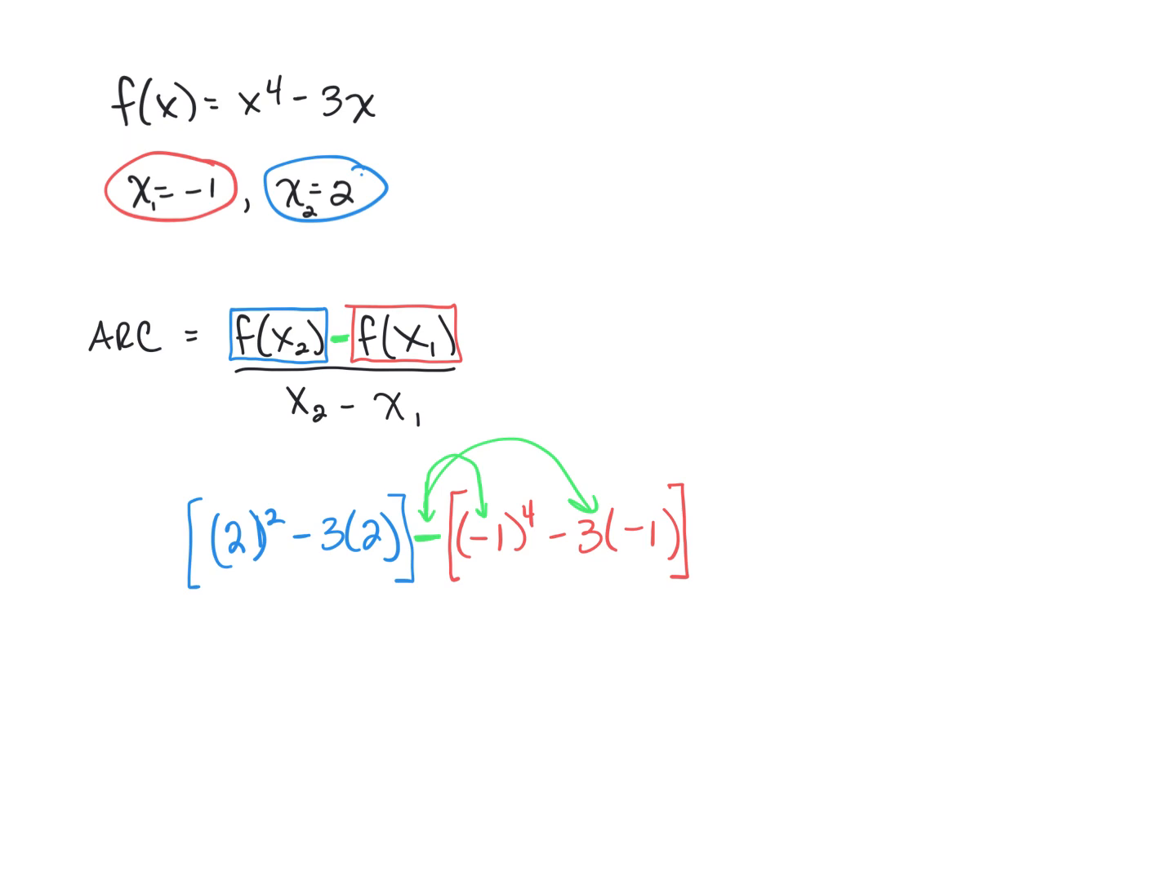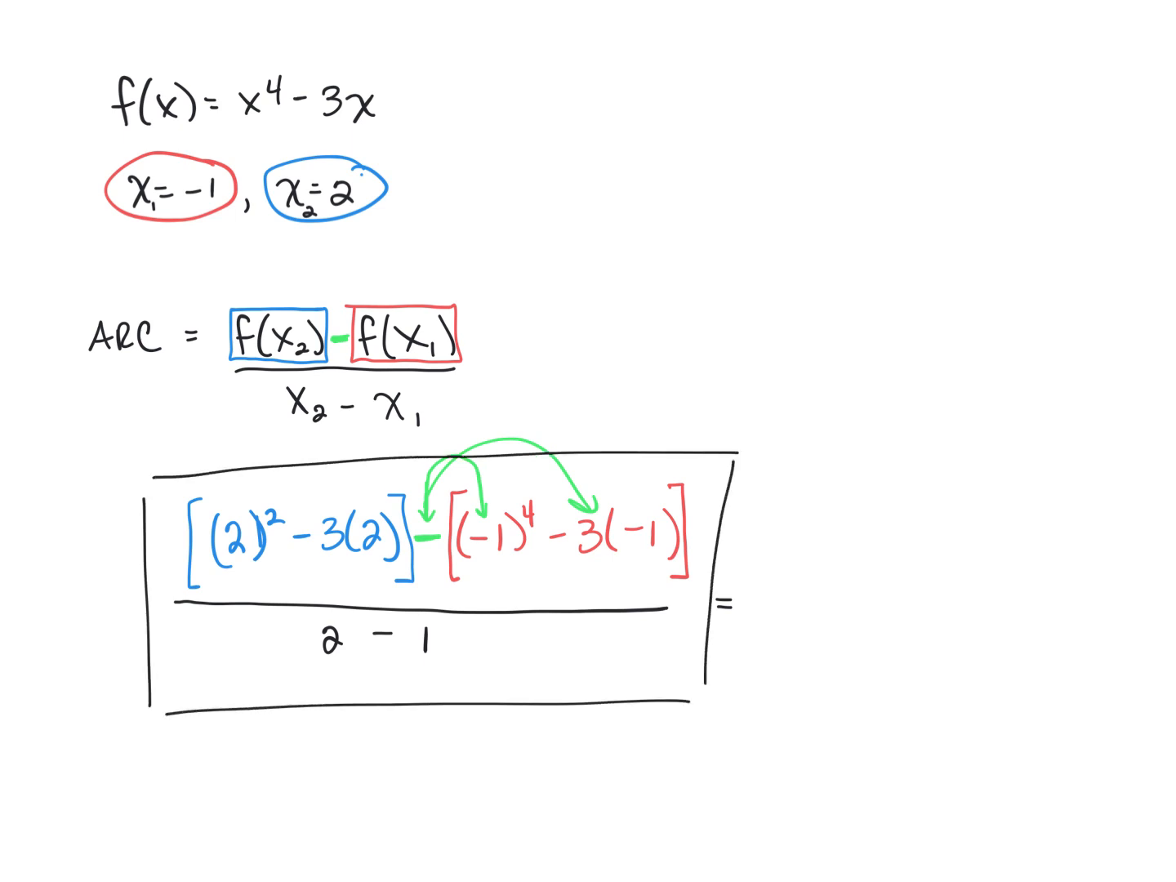Okay, so again, it's just keeping track of your signs. Now x sub 2 minus x sub 1 is 2 minus negative 1. When you calculate that, that will give you the average rate of change. But for right now, this question is just making sure that you can evaluate f of x properly using order of operations. I hope that helps.